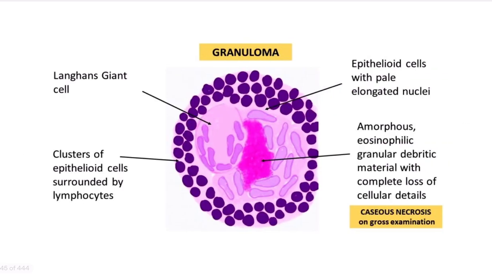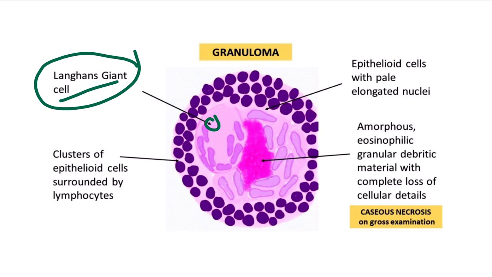And here we can see a granuloma. In case of the granuloma, we can see the different layers present inside. Here we can see the Langerhans giant cells, that means the giant cells. The giant cells are actually the modified form of the macrophage. Also here we can see the cluster of epithelioid cells and lymphocytes, and these epithelioid cells are also a modified form of the macrophage. And here we can see the elongated nuclei with epithelioid cells. Also here we can see eosinophilic material present. So these are the features of a granuloma.